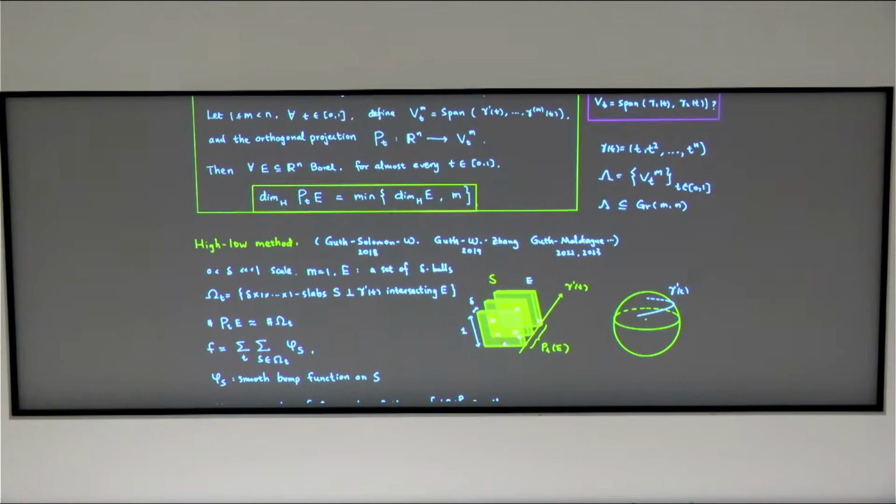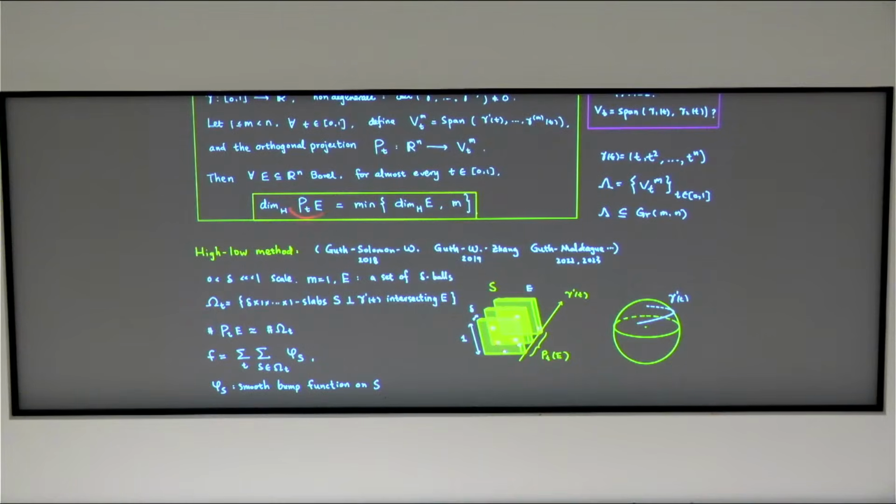We want to show that the projection image is large. So there is a natural way to try to understand the projection image. Let's say in the special case of m equals 1. In other words, we project to the line in the direction of gamma prime t. So for this set, the projection image is just those yellow dots, those yellow balls.